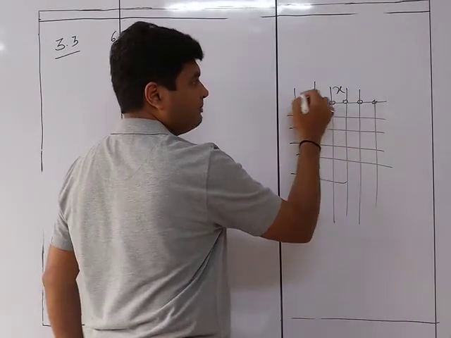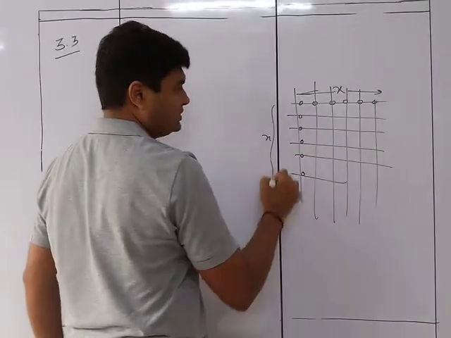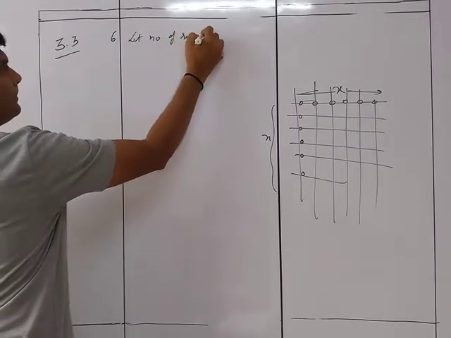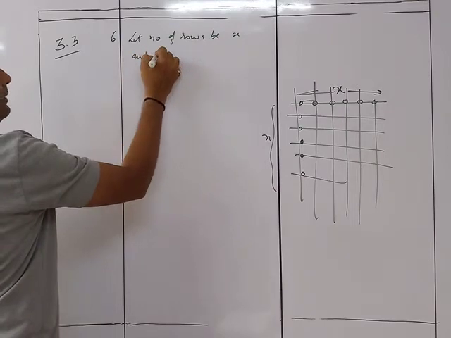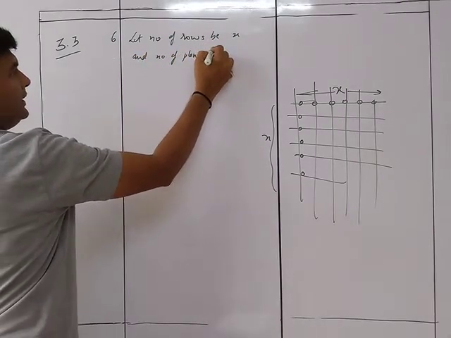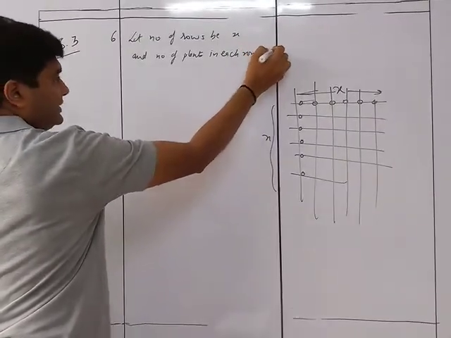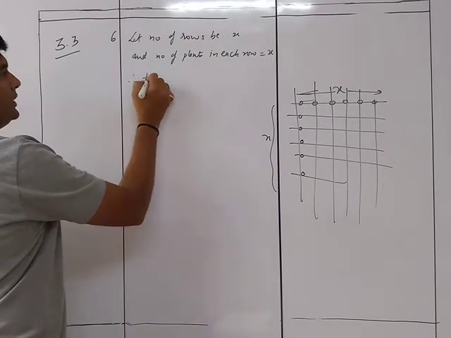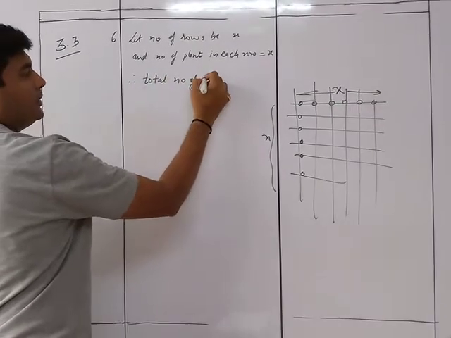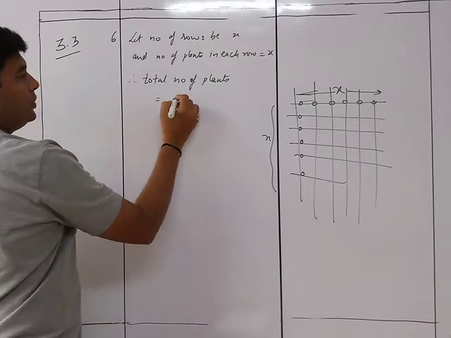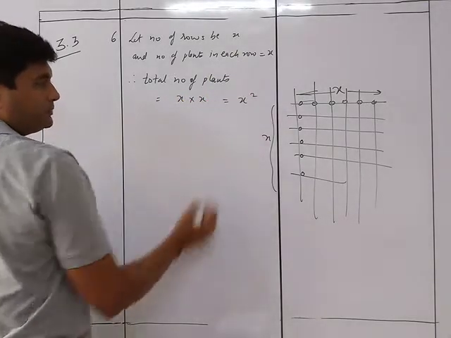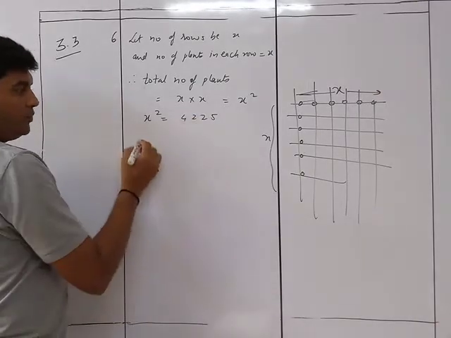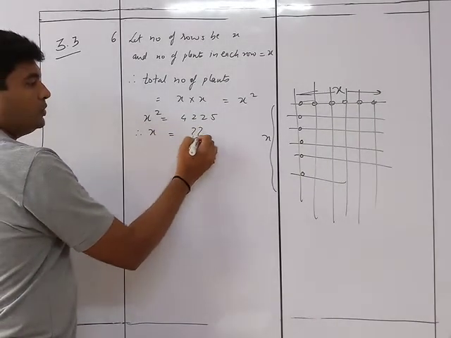So if there are X number of rows, then there are X number of plants in each row. So let the number of rows be X and the number of plants in each row be equal to X. Therefore, the total number of plants is X into X, which is X square. We are given that X square is equal to 4225. We need to find X.